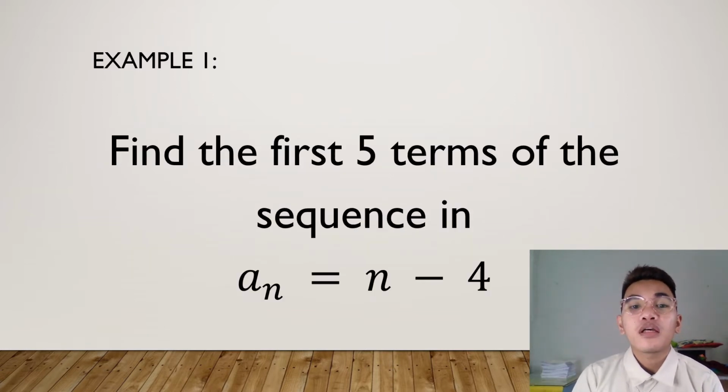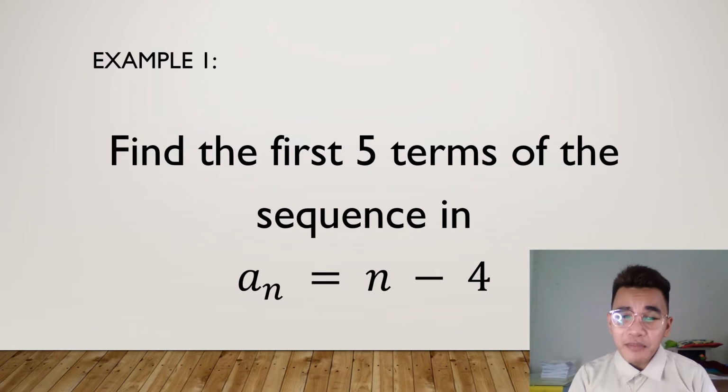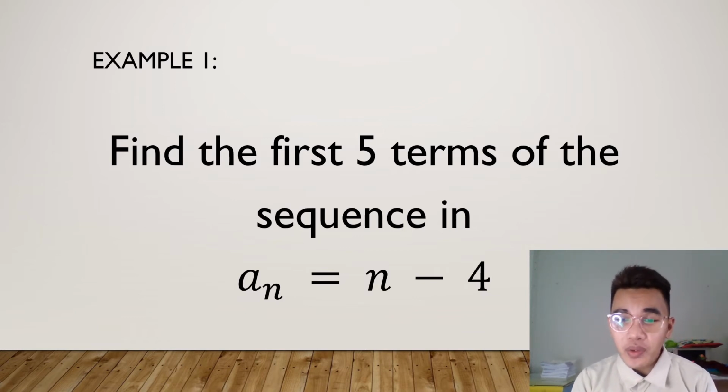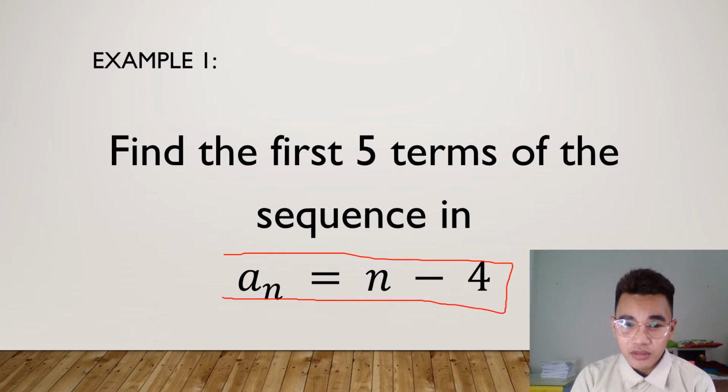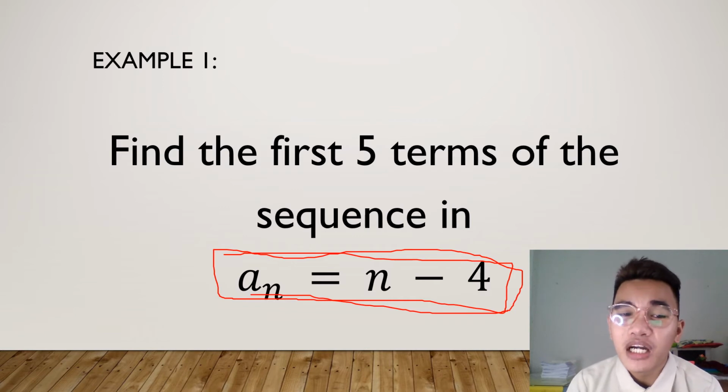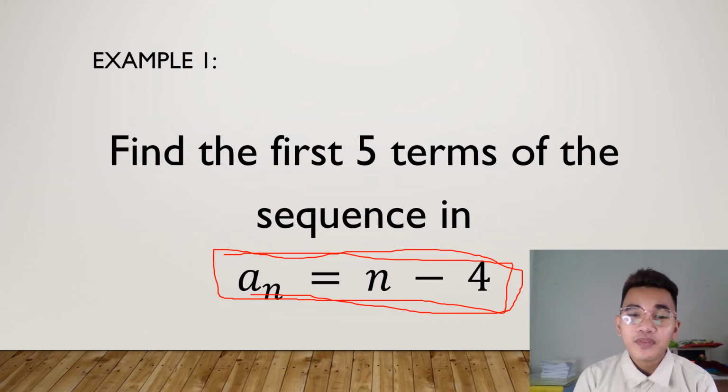For example here, let us find the first 5 terms of the sequence where a sub n is equal to n minus 4. We don't know this sequence. You are just going to find the first 5 terms of the sequence using only a formula. How do we do this? We are going to use this formula to find the first 5 terms of the sequence.